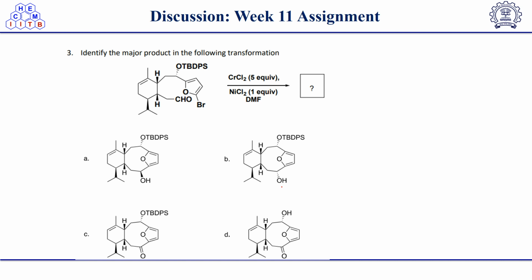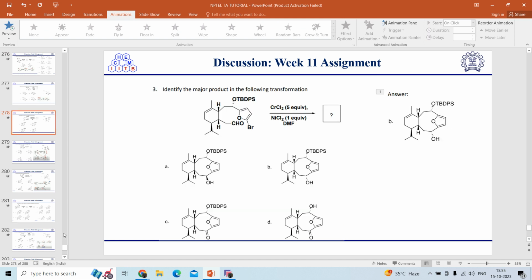Okay, so basically, this is a named reaction which we have seen earlier. The correct answer is option B, that is this one, this carbon getting attacked to this position. This is basically the Nozaki-Hiyama-Kishi reaction between this halide and aldehyde. So I think we have discussed previously also the mechanism of this reaction. I will try to show its mechanism.